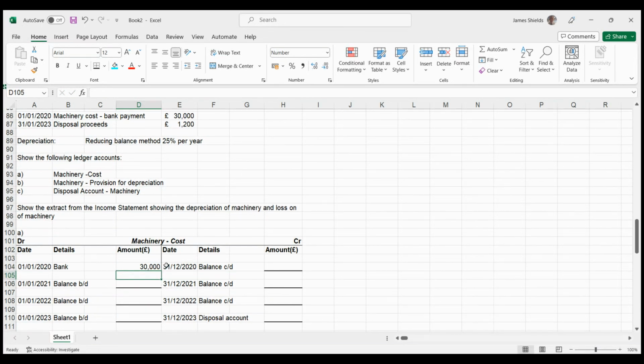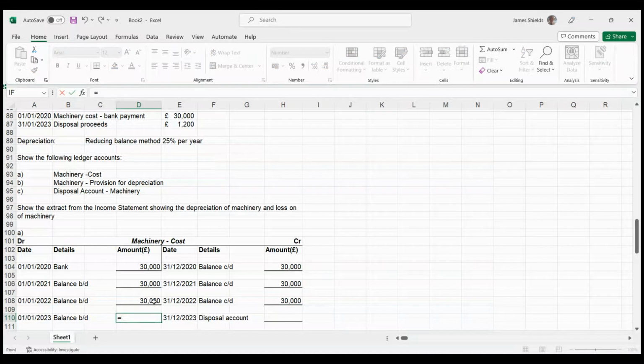Now, at the end of December 2020, we still had the machine, so the cost again is going to stay the same at £30,000. So in all these questions, your cost will always remain the same each year. So balance brought down, again, is £30,000. The balance carried down at the end of 2021 is also £30,000. Balance brought down at the 1st of January 2022 is your £30,000. Carried down at the end of 2022 is £30,000. Brought down on the 1st of January 2023, again, that's £30,000.